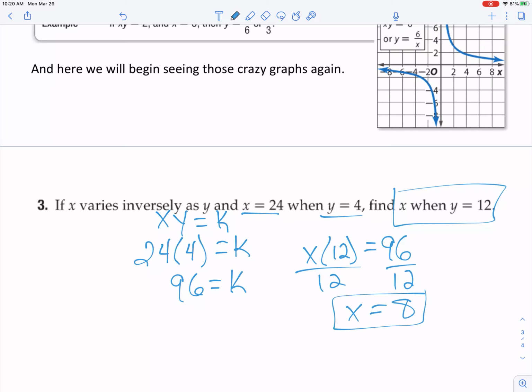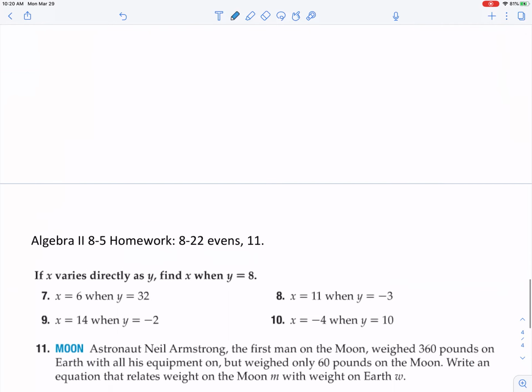Okay, so those are the three we're learning today. And that's it.